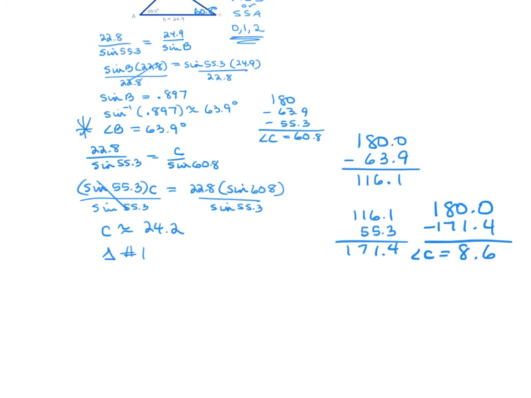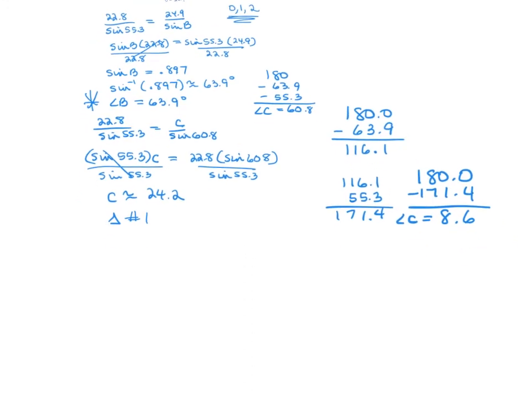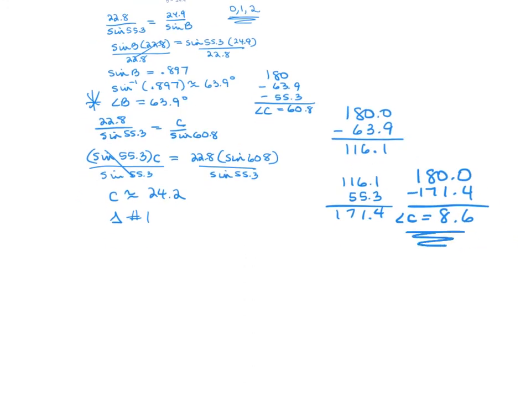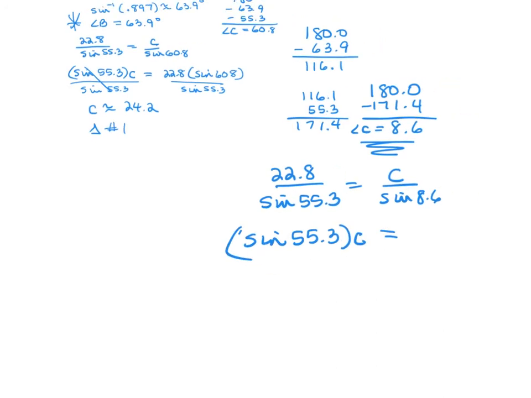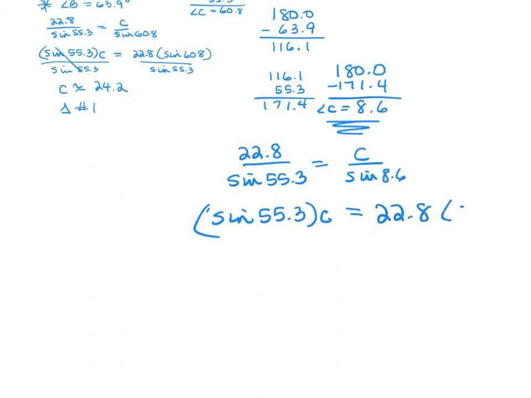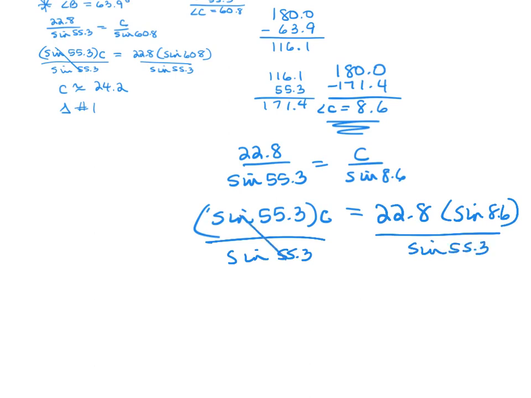Now, little a and little b are still the same, but little c is going to change because I now have a new angle C. So I'm going to again take my original given, 22.8 over the sine of 55.3 is equal to little c over the sine of 8.6. Cross multiply. 22.8 times the sine of 8.6. Divide both sides by the sine of 55.3. And little c is approximately equal to 4.15.